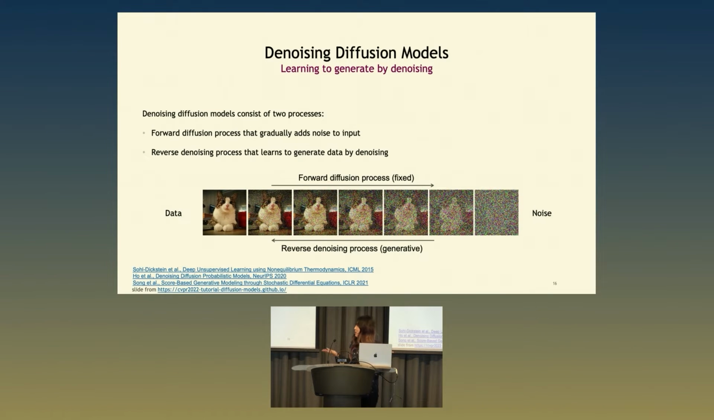So let's start from the discrete time ELBO. We already know a lot about this. Diffusion models contain two processes. The forward process is just gradually adding noise, and it's usually fixed.